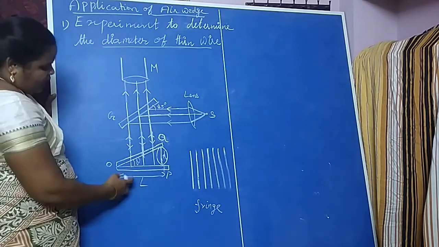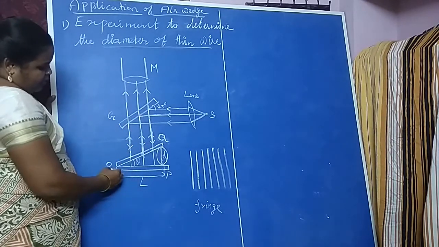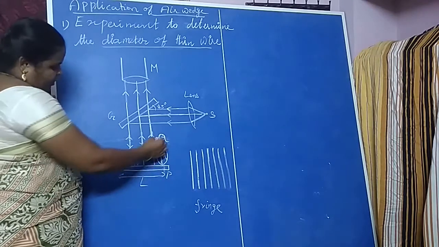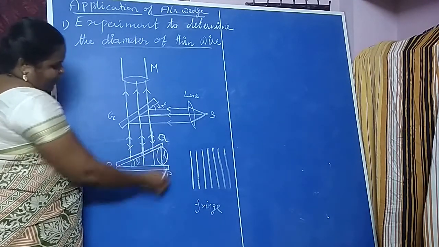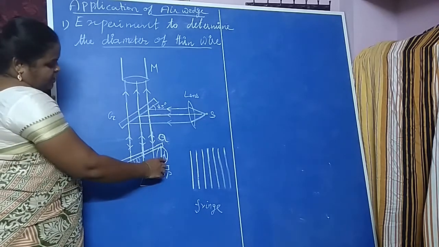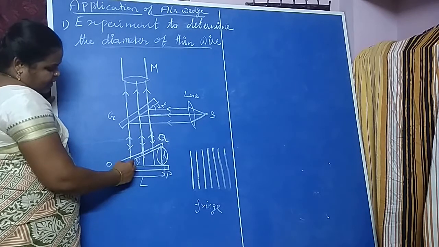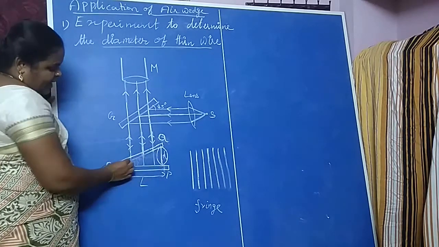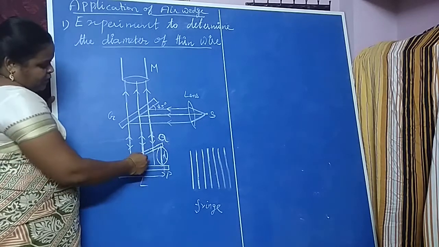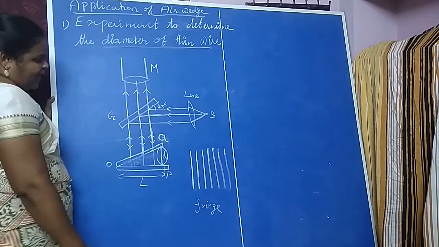Here we have the air wedge setup in the bottom of the arrangement. OP is one glass plate and OQ is another glass plate. In between these two glass plates, a thin wire is introduced whose diameter is D. The two glass plates are kept at an angle theta. In between these glass plates, an air film is enclosed. Due to this air film, we will get the interference pattern.